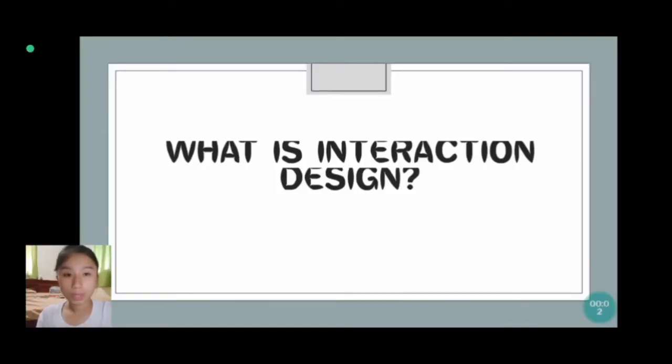So good day everyone. We will discuss what is interaction design. Interaction design is the creation of a dialogue between a person and a product, system, or service. This dialogue is both physical and emotional in nature and is manifested in the interplay between form, function, and technology as experienced over time.